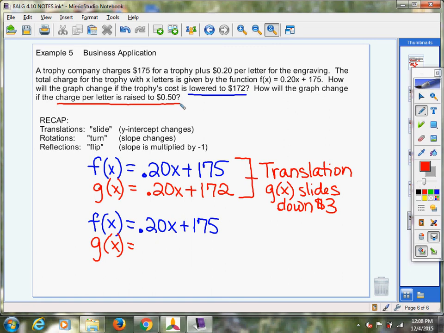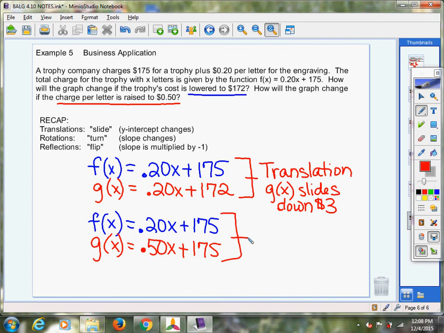So instead of 20 cents per letter, let's say it's 50 cents per letter. What's going to happen to this graph? Now remember, you can change the slope one of two ways. You can either have opposite numbers, which is a reflection, or you could have two completely different numbers. The larger of the two is the steeper line.